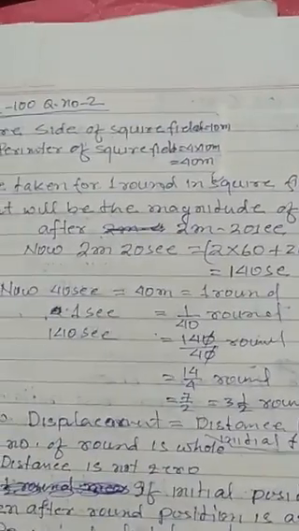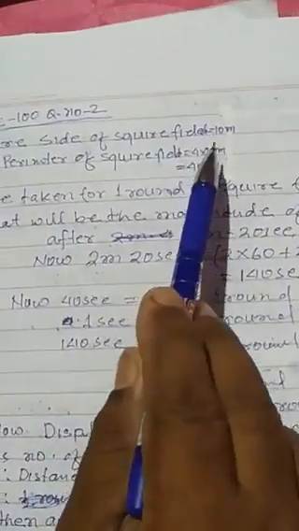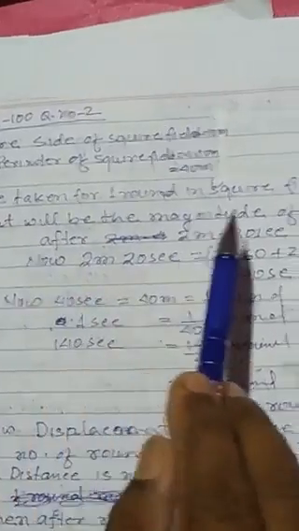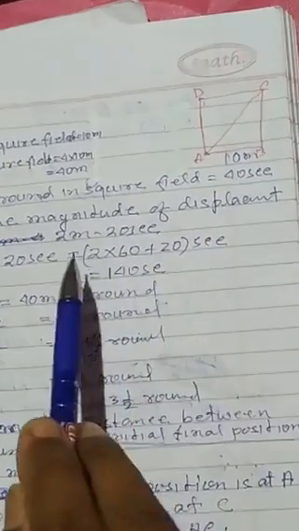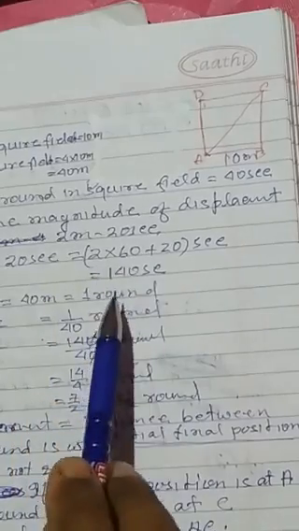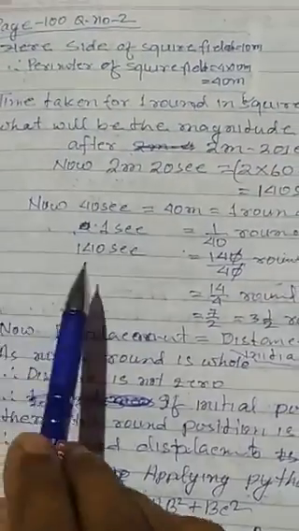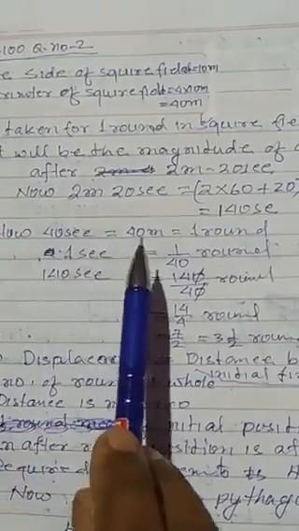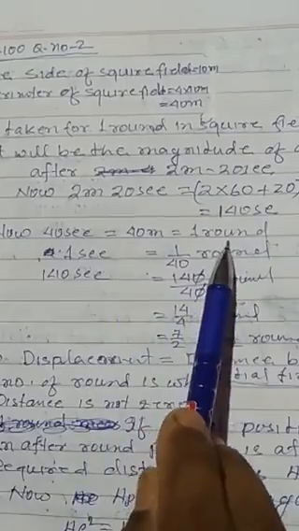Now here the side of the square field is 10 meters, so the perimeter of the square field is 40 meters. Time taken in one complete round is 40 seconds. Now 2 minutes 20 seconds equals 140 seconds. 40 seconds equals 40 meters, that is one round.